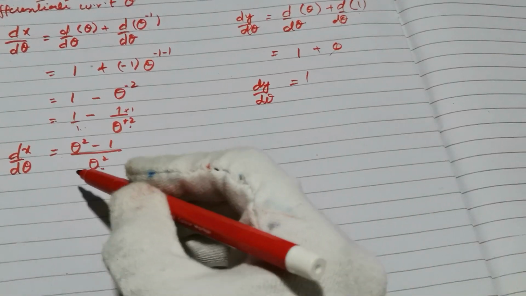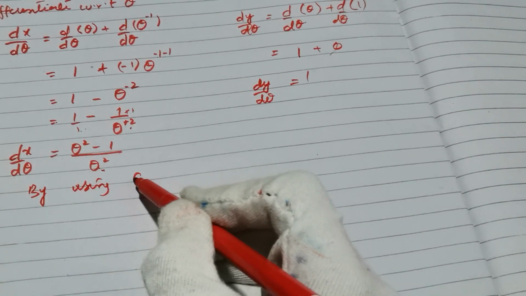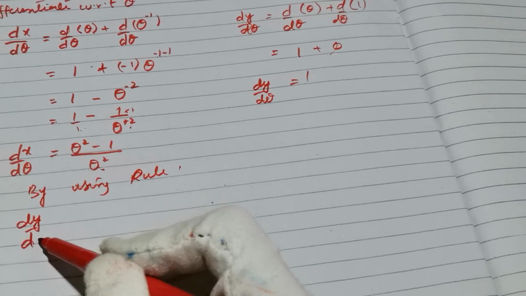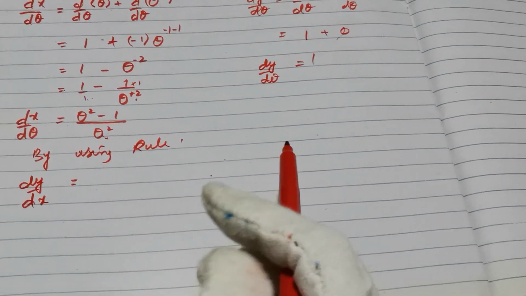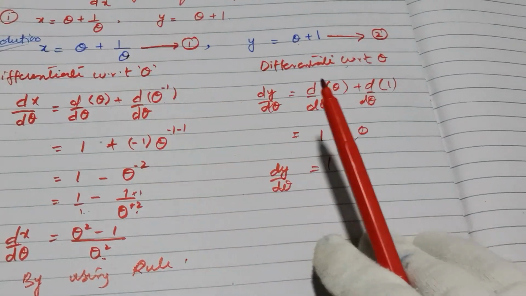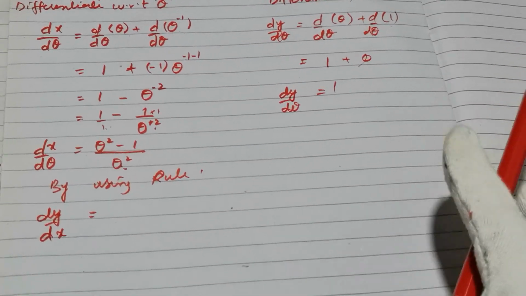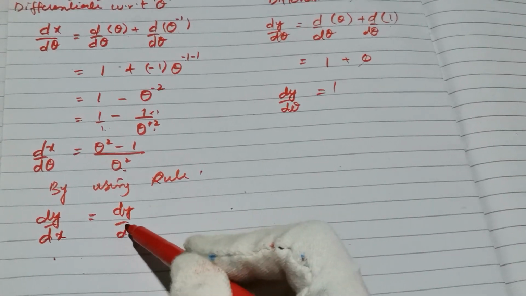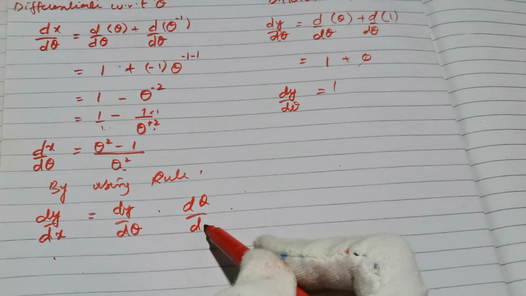Now we will apply the chain rule. Why do we apply the chain rule? Because we want to find the value of dy by dx. So how to find dy by dx? We are using the chain rule: dy by d theta dot d theta by dx.